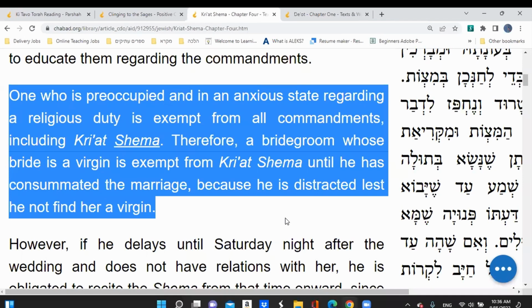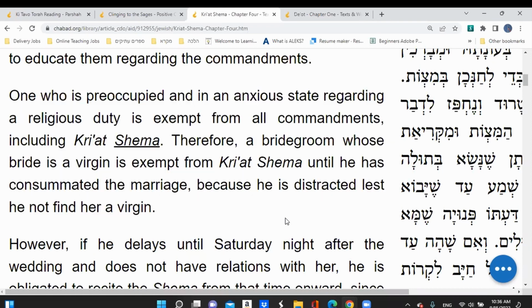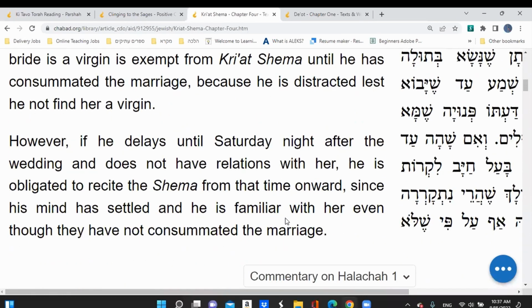One who is preoccupied and in an anxious state regarding a religious duty is exempt from all commandments, including Kriyat Shema. Therefore, a bridegroom whose bride is a virgin is exempt from Kriyat Shema until he has consummated the marriage, because he is distracted lest he not find her a virgin.